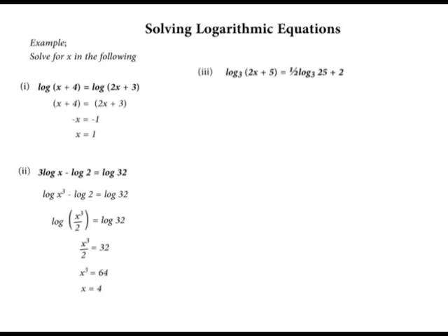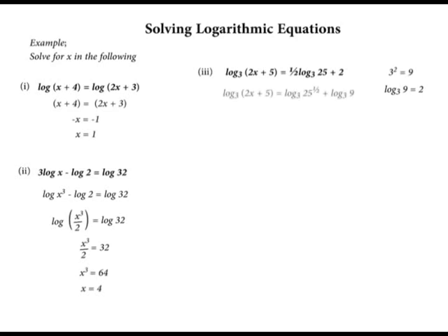Another example, log to base 3 of 2x plus 5 is equal to a half log to base 3 of 25 plus 2. The first thing we notice is that there is a 2 without log. We need to make it have the log. We simply put the log of a number which is equal to 2, but the number must be to base 3 like the rest. We know that 3 raised to power 2 is equal to 9, meaning that log to base 3 of 9 is equal to 2. And so we can replace our 2 with log to base 3 of 9.